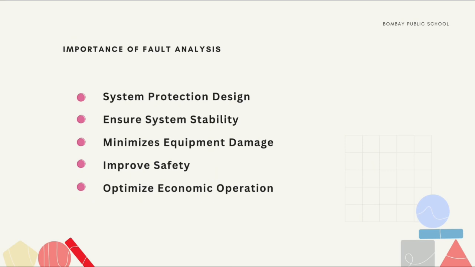For ensuring system stability, the power system can be disturbed during a fault. Fault analysis can help ensure that the system can be returned to a stable state post-fault, for example, during a lightning strike that caused a line fault. The third one is minimizing equipment damage. Faults can cause excessive current or voltage, and a generator winding short circuit can result in overheating, but protective devices limit the exposure to such conditions.